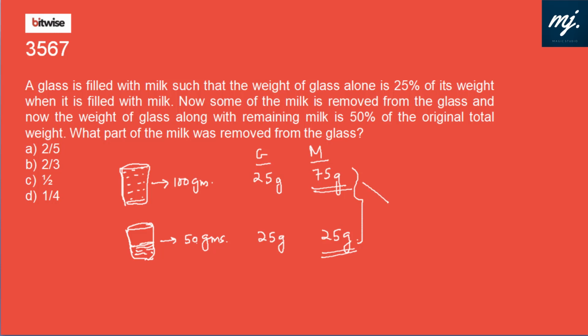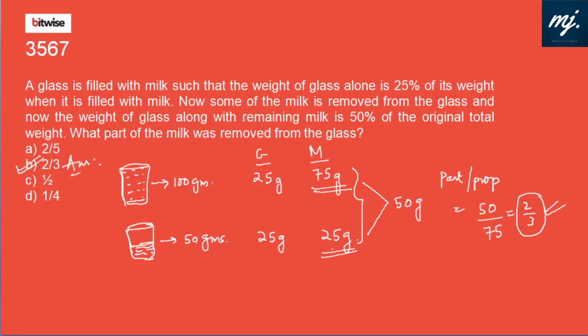What part of the milk was removed from the glass? How much is removed? 50 grams, that is 75 minus 25. Now part means we need to answer in proportion. How much is removed? 50. What was the original? 75. So 2/3 of the milk is removed. That is option B.